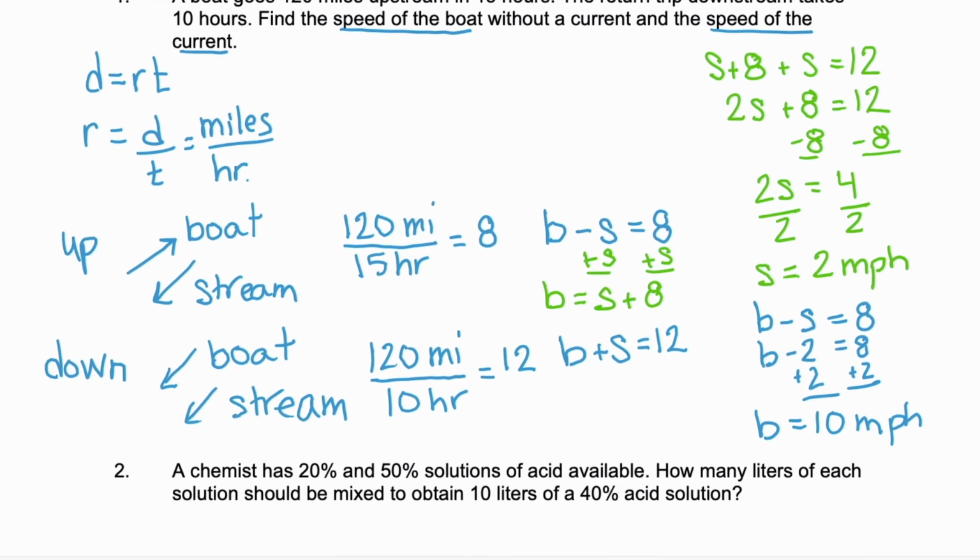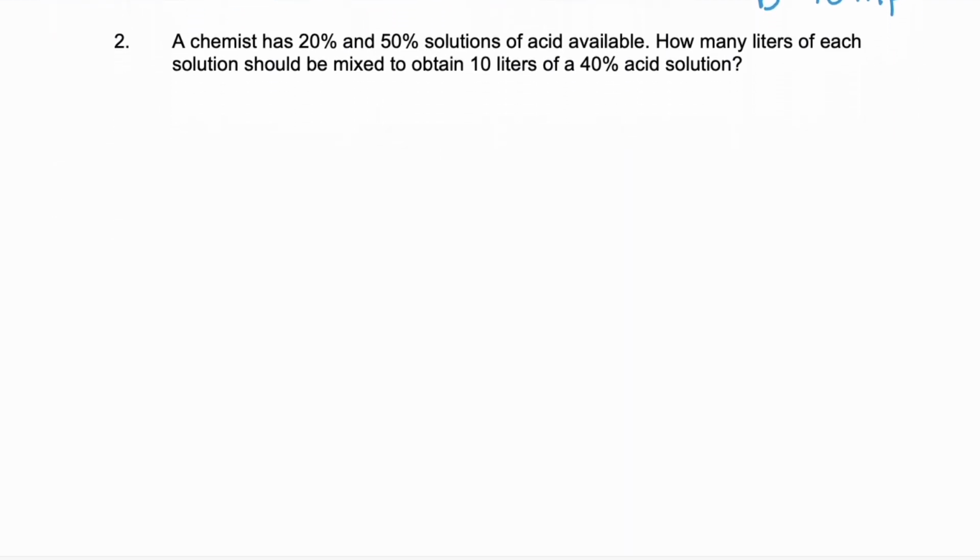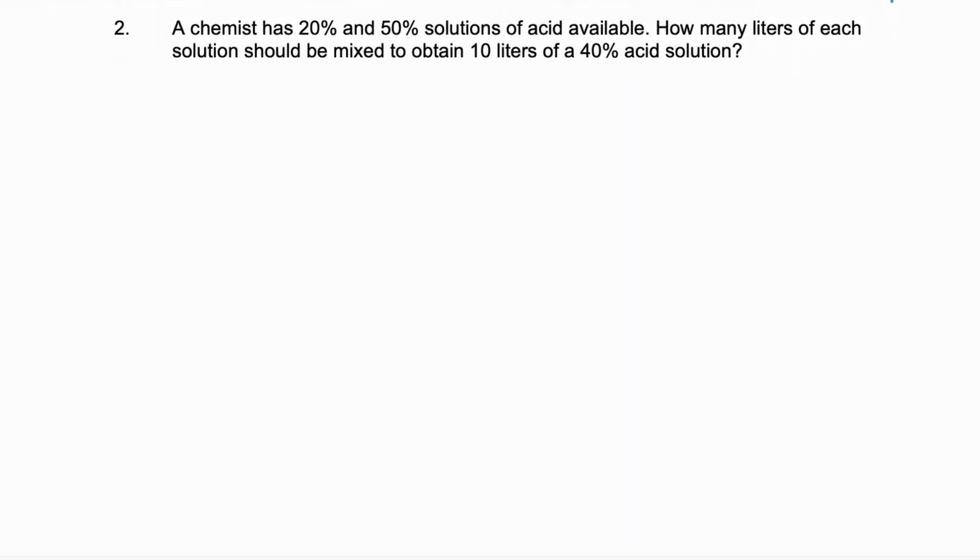Let's look at another word problem. Here we have a chemist, and the chemist has a 20% and a 50% solution of acid available. How many liters of each solution should be mixed to obtain 10 liters of a 40% acid solution?